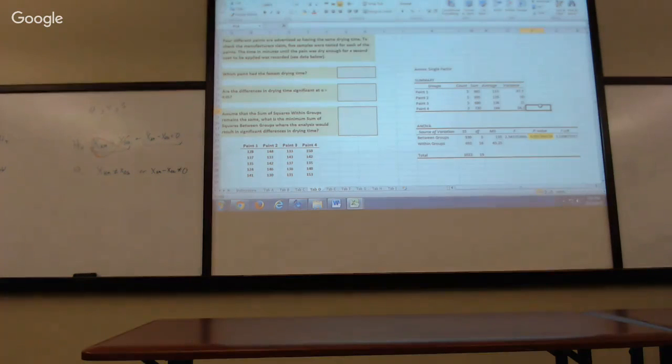So here comes the next fun part. Assume that the sum of squares within groups remains the same.